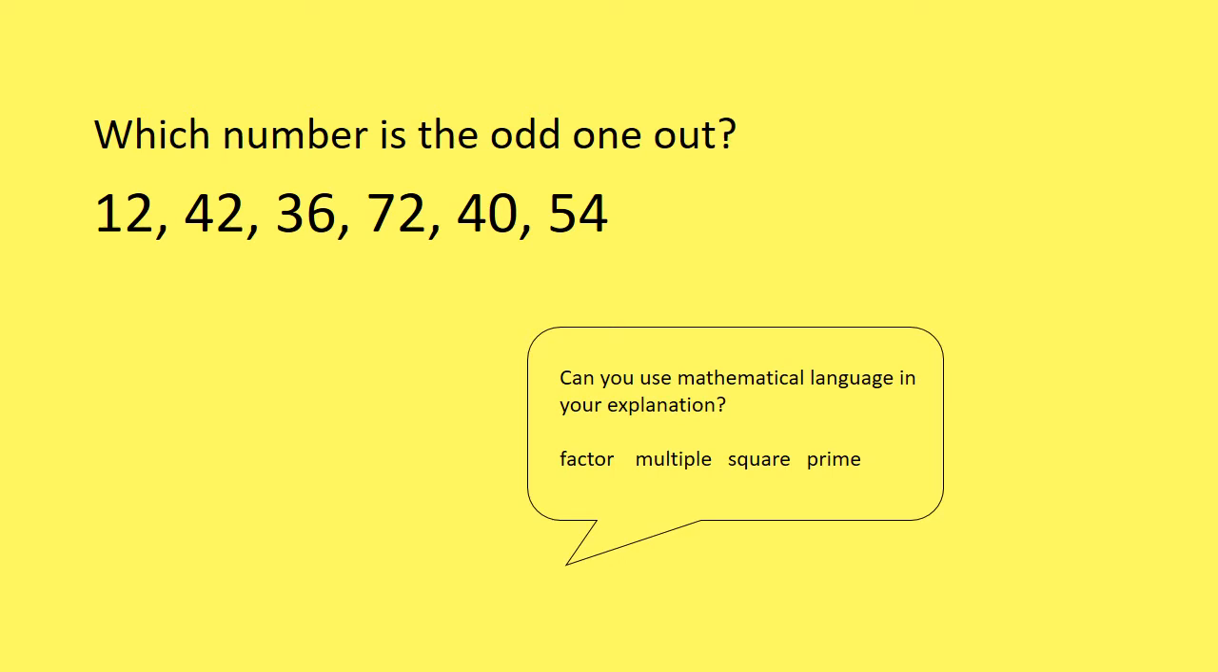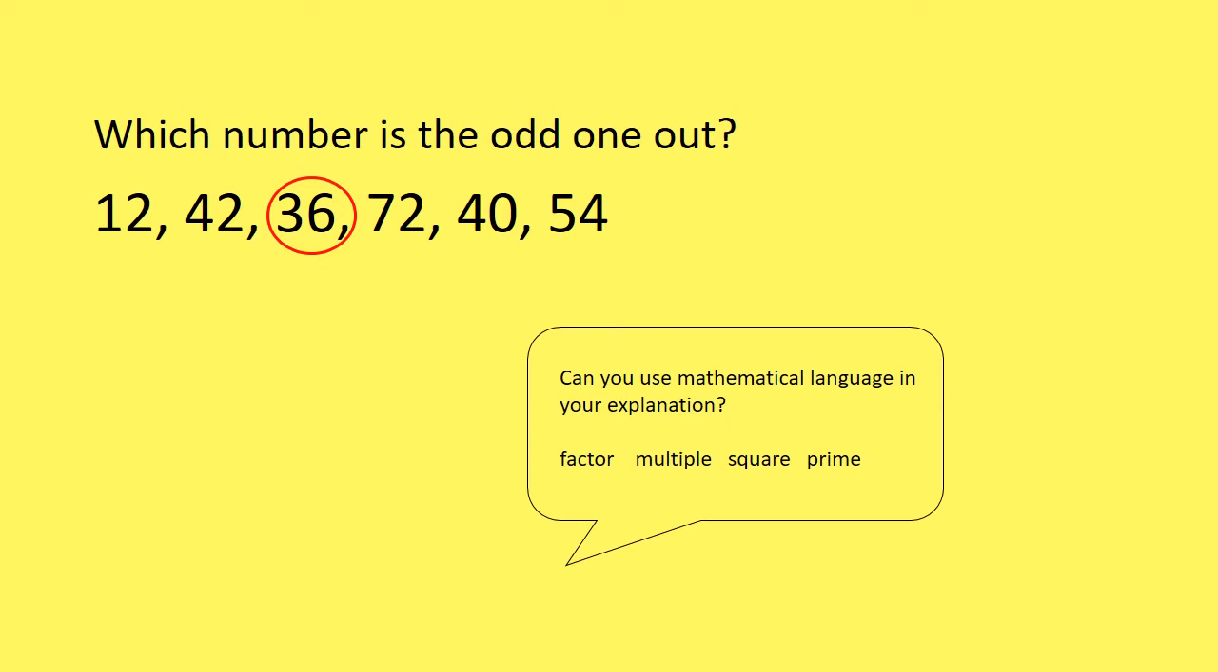Take a look at the numbers 12, 42, 36, 72, 40 and 54. Pause the video and have a think about which of those numbers you think is the odd one out. When you are giving your reason, try to use some mathematical language in your explanation. So words you might want to think about are factor, multiple, square or prime. There are different options you could go for.